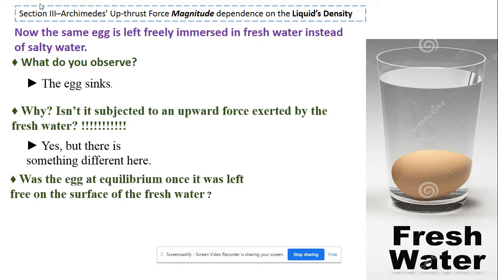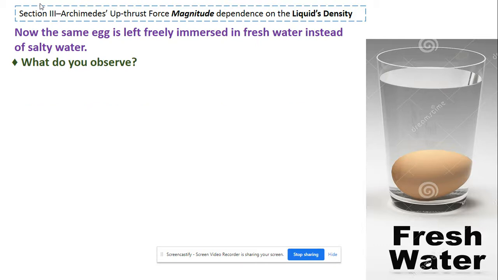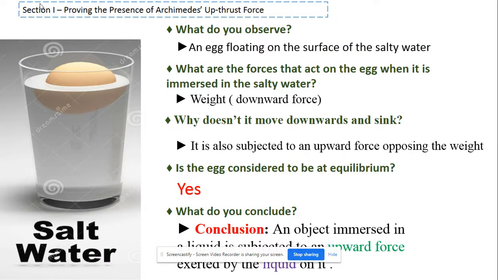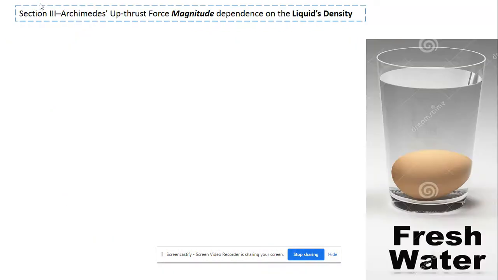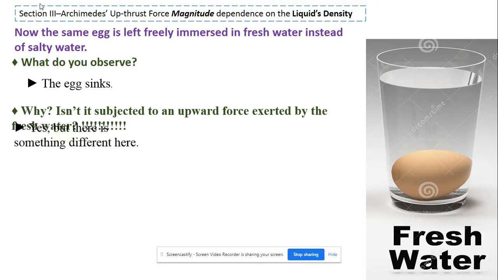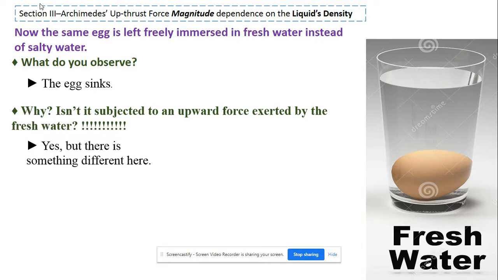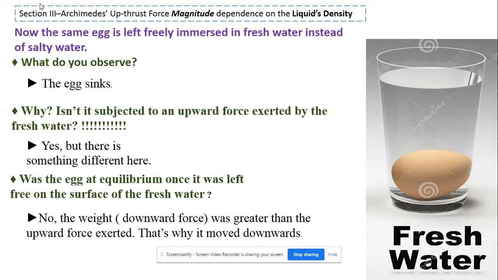Was the egg at equilibrium once it was left free on the surface of the fresh water? In the previous case, we said that the egg floating on the surface is at equilibrium. Then the upward force exerted by the liquid is equal in magnitude to the downward force exerted by gravity. However, in this case, the egg was not at equilibrium once it was immersed in the fresh water, since it moved downwards to the bottom until it stopped. So no, the weight, which is the downward force, was greater than the upward force exerted by the liquid. That's why it moved downwards. So we can say that the egg was not at equilibrium once it was placed on the surface of the fresh water.